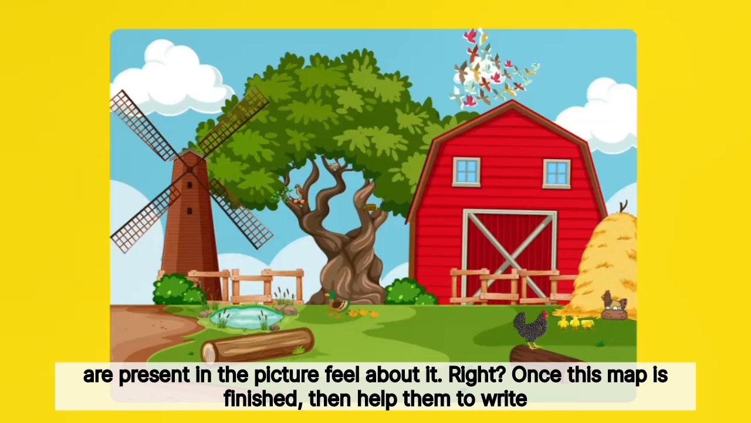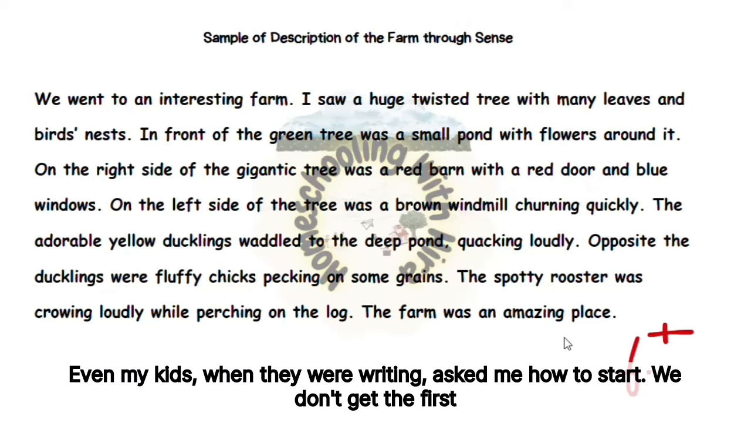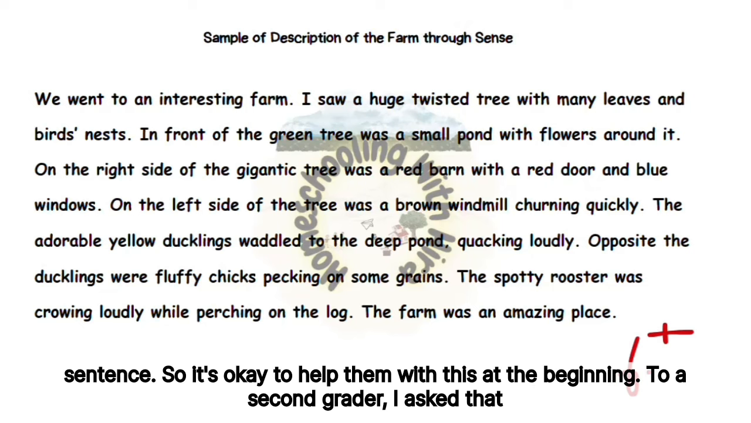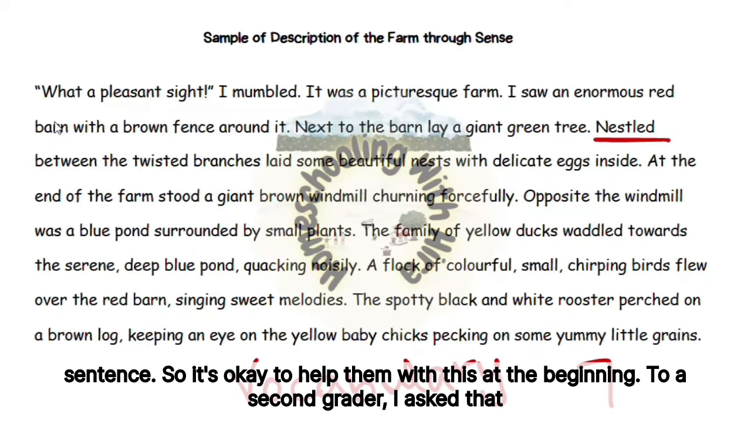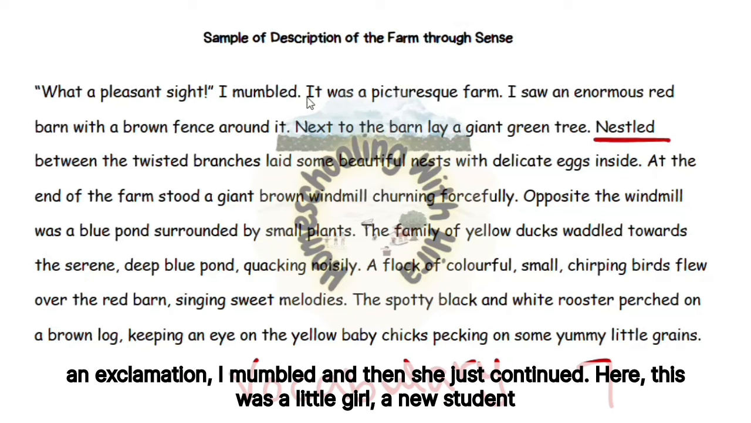Once this map is finished, then help them to write sentences. And to write sentences like these, you need to first give them ideas at how to start. Even my kids, when they were writing, they were asking me how to start. We just don't get the first sentence. So it's okay to help them with this at the beginning. To a second grader, I said that start your descriptive writing through a quotation mark. Okay, so she has written what a pleasant sight, an exclamation. I mumbled, and then she just continued.